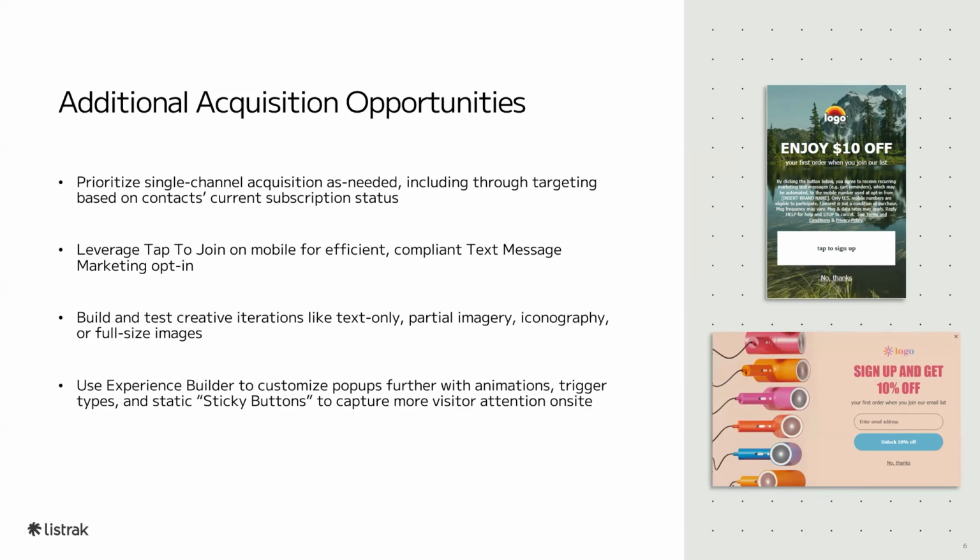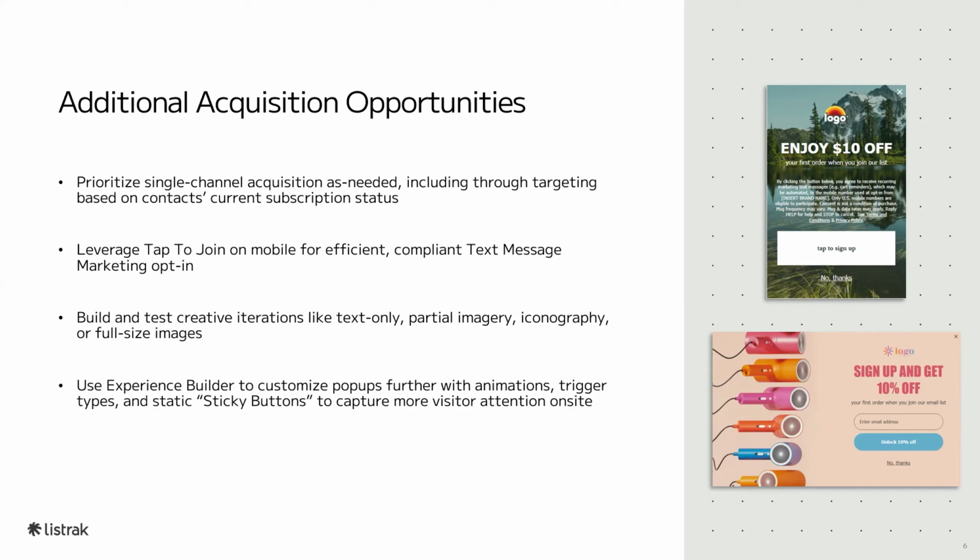Some other acquisition opportunities that Experience Builder enables is being able to do more specific experiences based on device. So to the right, you'll see an example of a tap to join pop-up. This is something that we see consistently on mobile, where it brings up the mobile messaging app once you tap that button. This is a great example of an easier way to opt in, but also shows the strength of Experience Builder, that you really can change the experience based on different devices and a whole slew of other targeting capabilities that we will certainly go through.